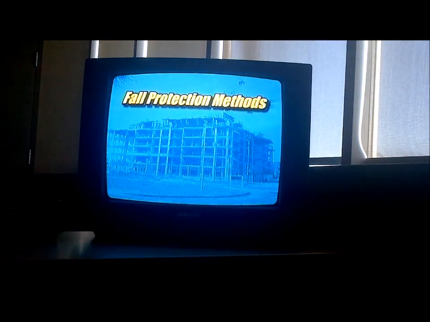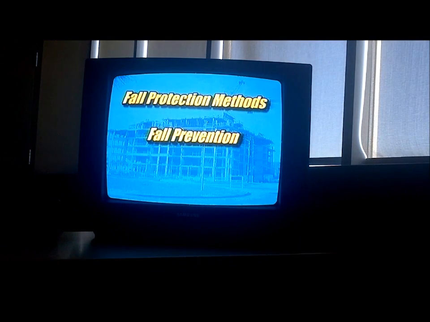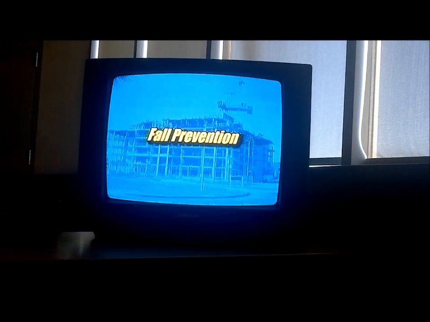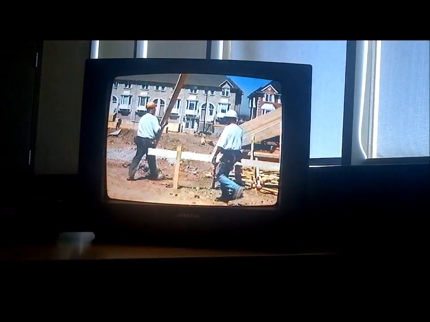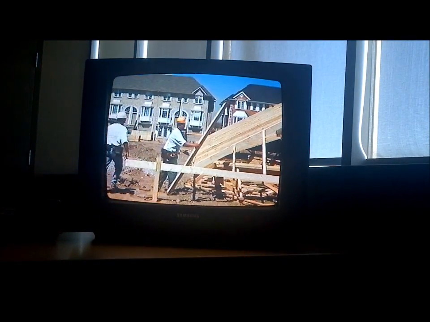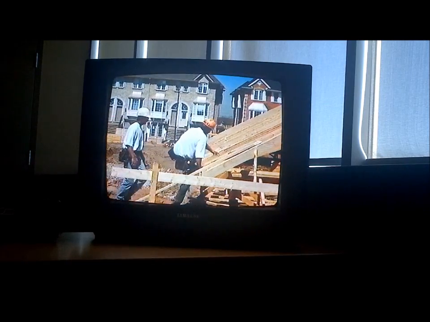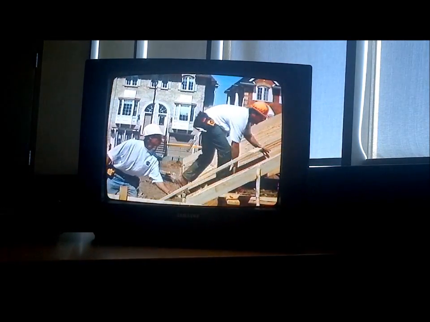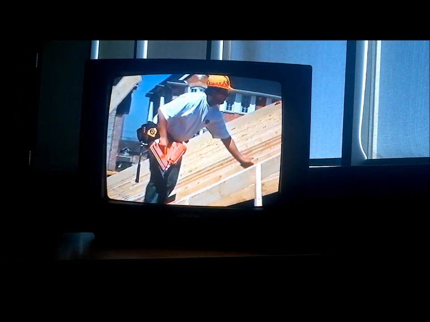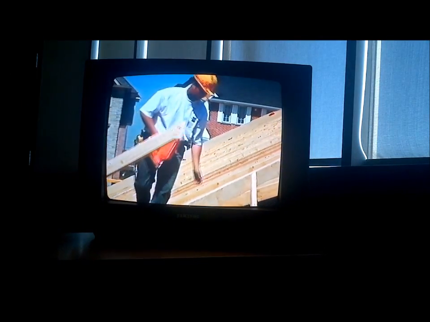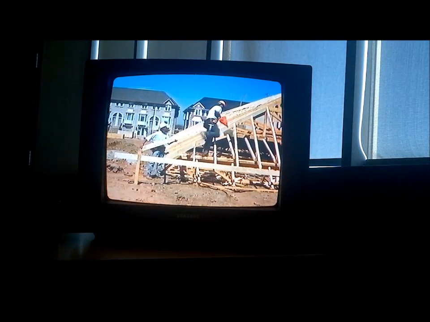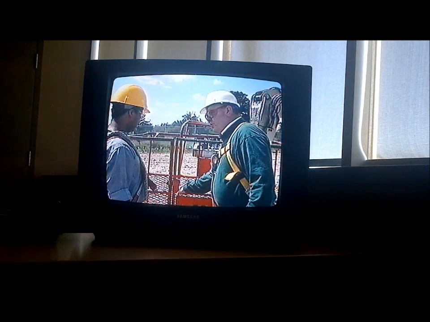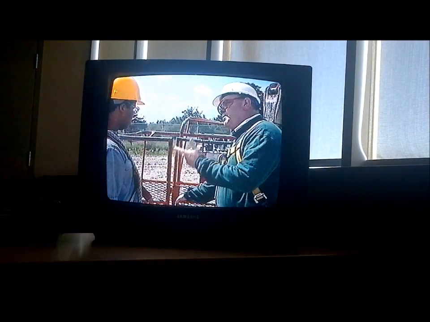There are two main methods of fall protection: fall prevention and fall arrest. Let's look at fall prevention first. This means just what it says, preventing falls before they happen. It may be possible to reduce or eliminate fall hazards by changing how the work is done. For example, building this roof on the ground and then hoisting it into place greatly reduces the risk of falls for the crew. Another example would be using an elevating work platform or scaffold instead of a ladder.